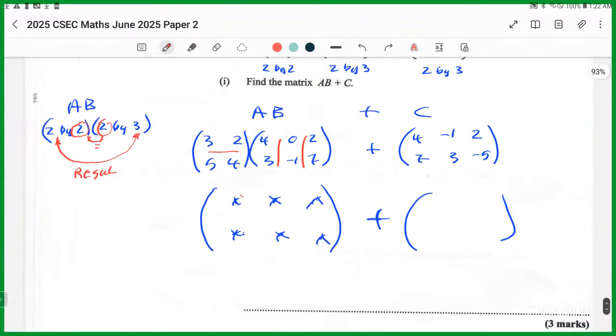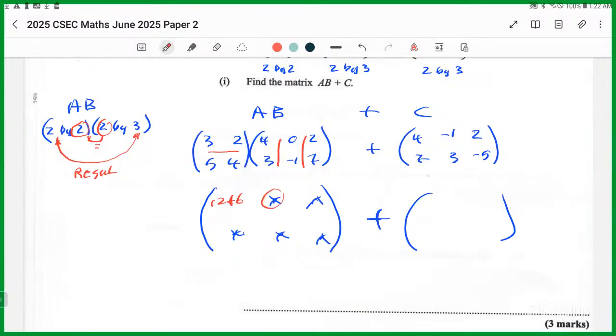So the first value here is positioned in the first row and the first column. So to get it, we multiply this first row by this first column. So it's 3 times 4 and 2 times 3. That's first element times first element, second element times second element. It's 3 times 4, which is 12, and 2 times 3, which is 6.